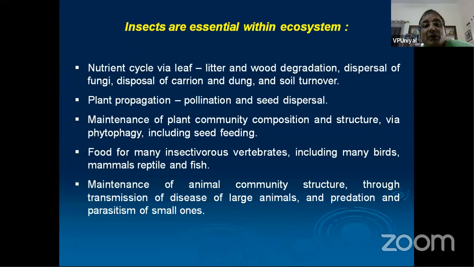Plant progression, definitely pollination. Without the help of insects, the pollination cycle is not going to complete. If there is no pollination, our survival will be difficult. I am going to discuss pollinators later. Then again, seed dispersal. In a natural way, insects play a very important role in seed dispersal. Maintenance of plant community composition and structure via phytophagy, including seed feeding. Food for many insectivorous vertebrates, including many birds that feed on insects. And maintenance of animal community structures through transmission of diseases, predation and parasitism.